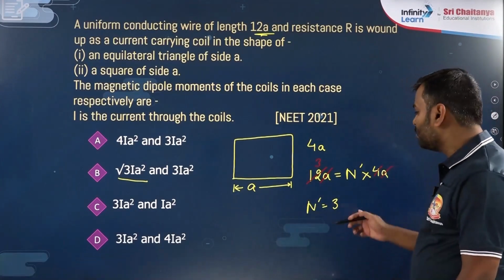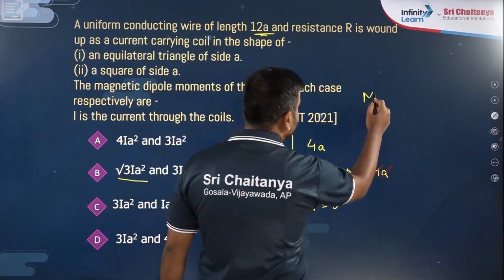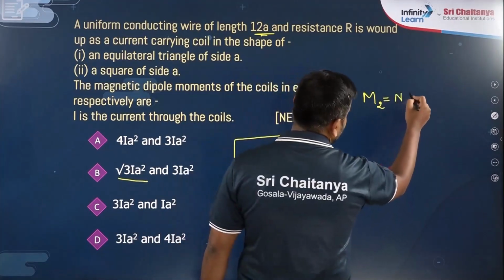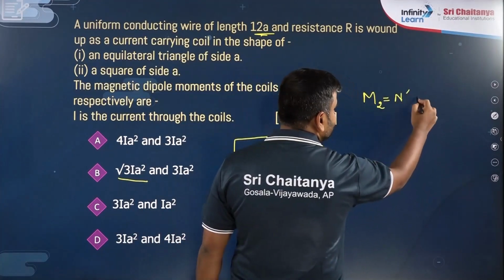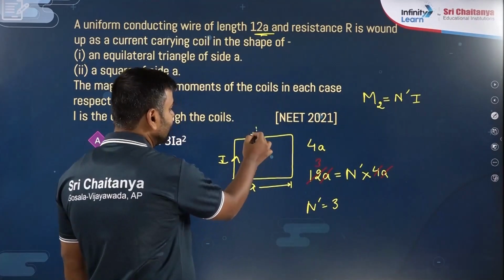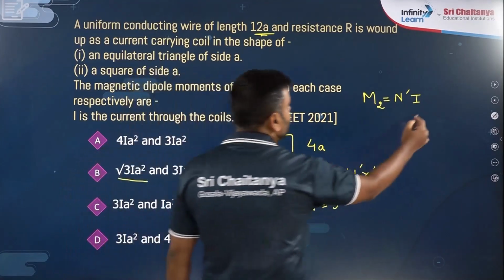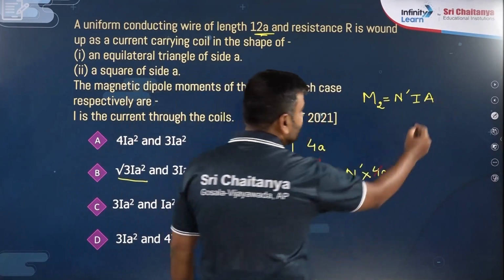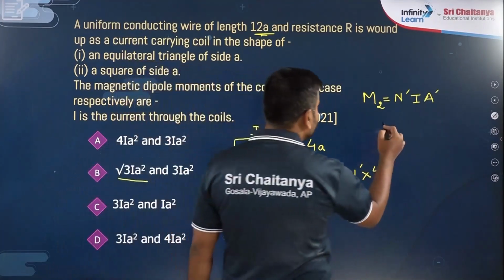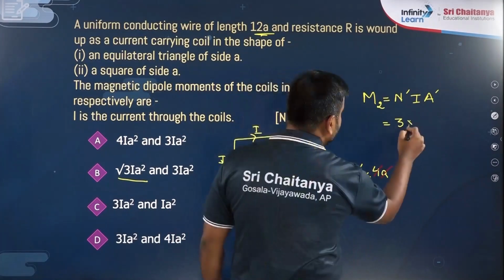Okay. So now we are going to calculate the magnetic dipole moment. The relation we have is NIA. Here I am taking N dash. The current in this coil is also I, same as the previous one. A is the area, so we can take this as A dash, because last time we took A. So we can write N dash, which is 3, and I.